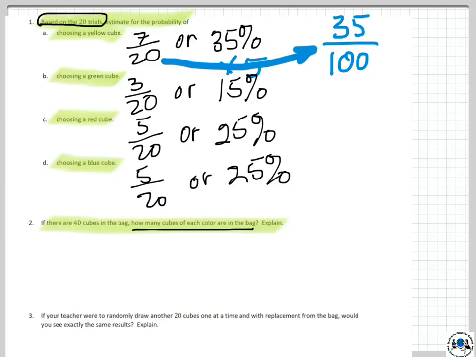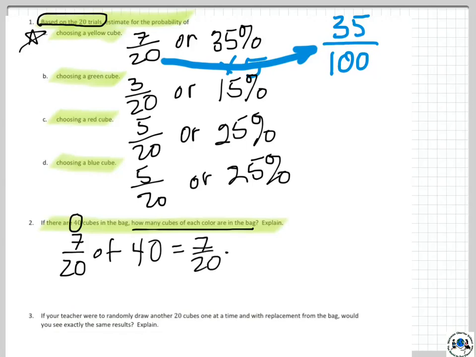So if we take yellow, for example, let's start up here with yellow. We had 7 out of 20, or 7/20ths, that were yellow. Now remember, 35% of our picks were yellow. Therefore, 7/20ths of 40, because we're trying to figure out of 40. That is the same as 7/20ths times 40 over 1. If we work this out, we have 14.